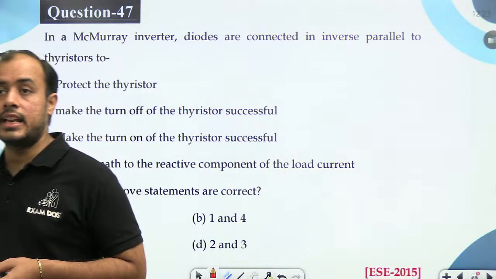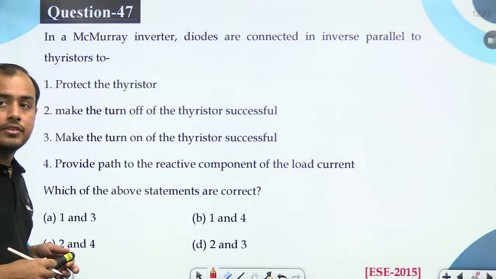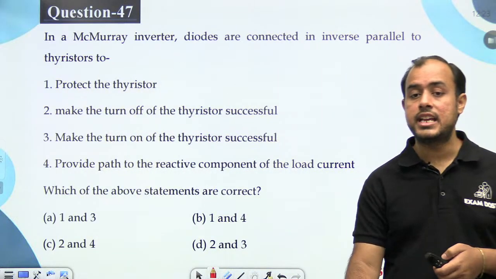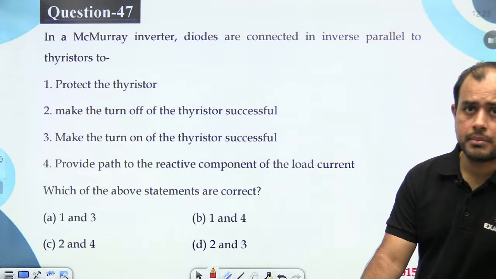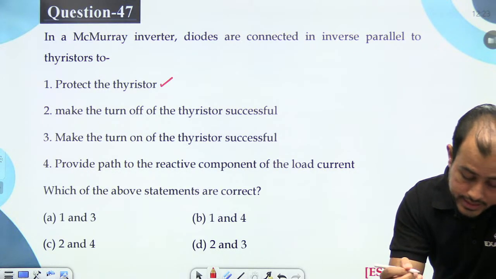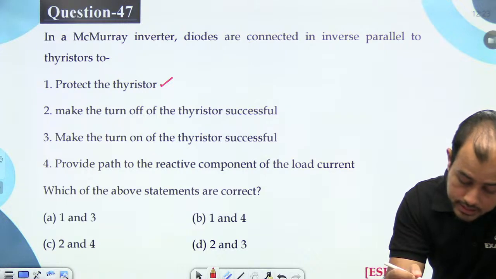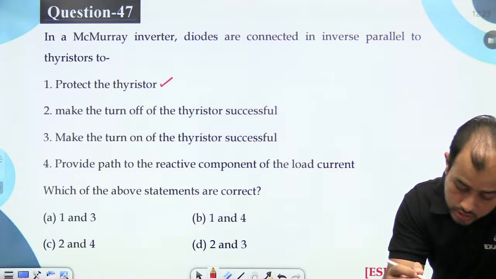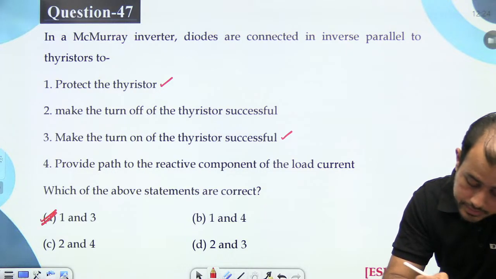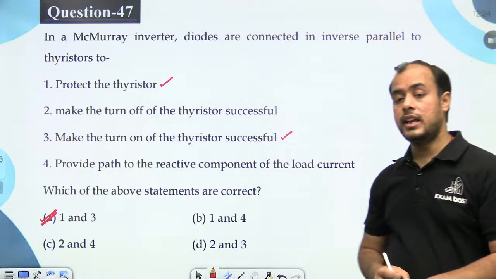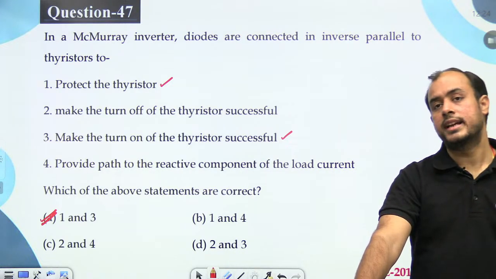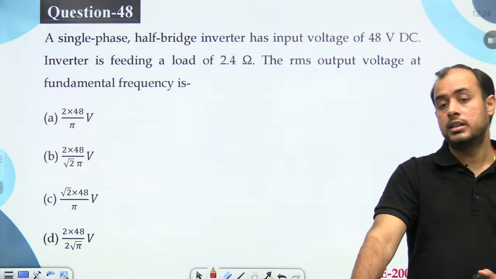Okay, in a McMurray inverter, the diodes are connected in inverse parallel to the thyristor. Basically, thyristor will have an anti-parallel diode in a McMurray inverter. Why? To protect the thyristor, yes. To make the turn off successful or to make the turn on successful. Turn on successful. So answer will be A. 1 and 3. It will help you in turning on the thyristor and it will also help you to protect the thyristor. For this you have to learn McMurray inverter.